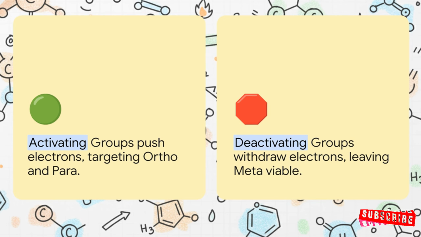First, activating groups push extra electrons into the ring. This creates highly negative target zones at specific spots called the ortho and para positions, practically waving in the incoming chemicals. On the flip side, deactivating groups withdraw electrons, starving the ring of density and leaving only the meta position open for business. By choosing our very first attachment, we completely control the blueprint of the final molecule.